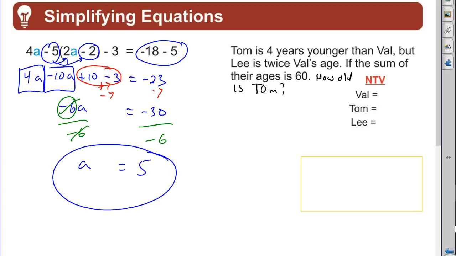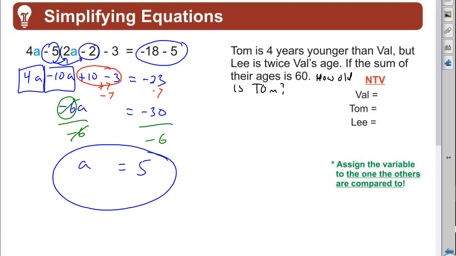Okay. Now, you might want to call Tom the variable. And I did this on purpose, because guess what? You don't want to call Tom the variable. That's not the easiest way to do the problem. Which one do you call the variable? You call the variable the one the others are compared to. This is a key concept, and it'll serve you well.